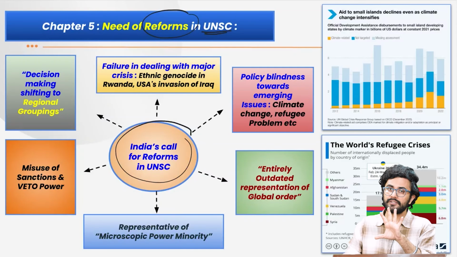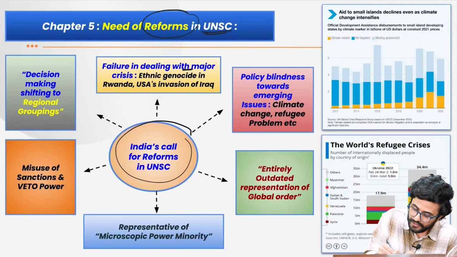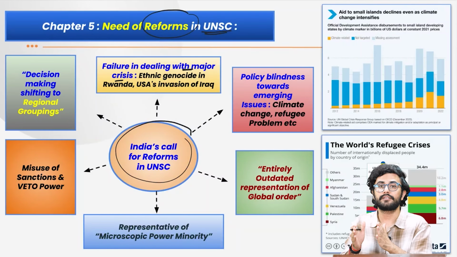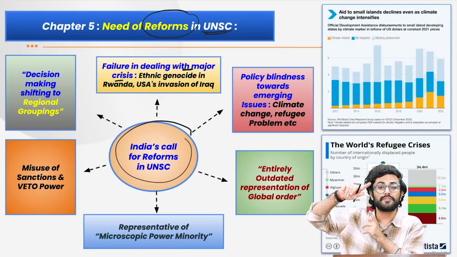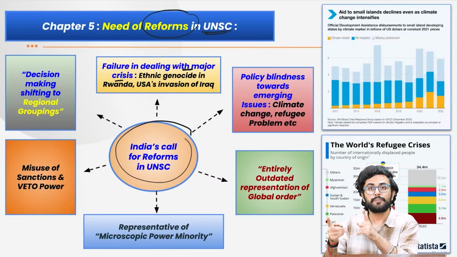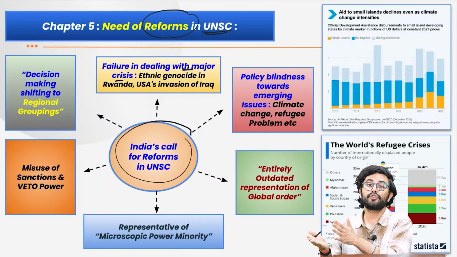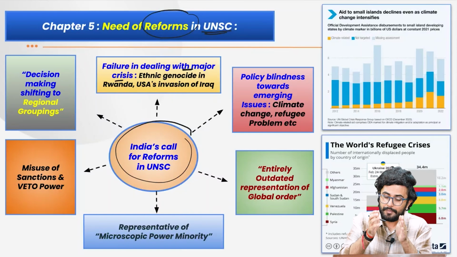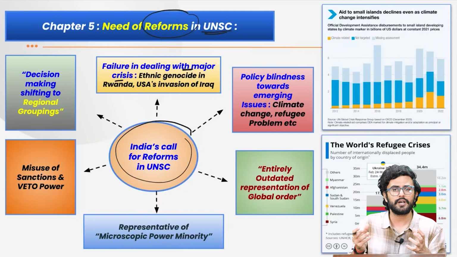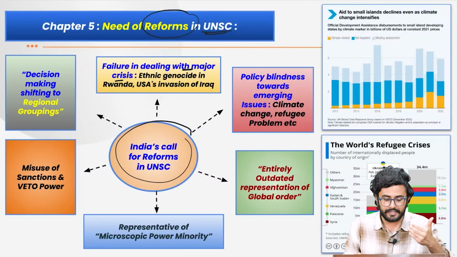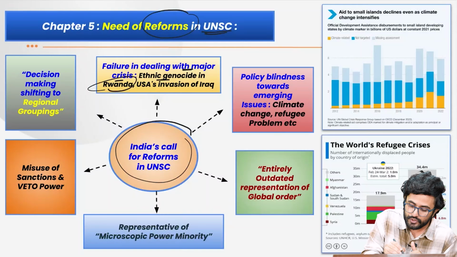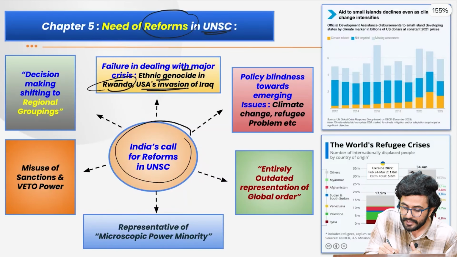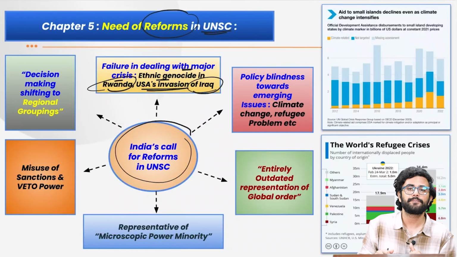The next few reasons are, first, the failure in dealing with major crises. Just like the League of Nations, how we were talking about the various invasions which took place at that point of time, which basically led the League of Nations to become the League of Notions, the same has happened with the United Nations Security Council as well, which is reflected in its failure in dealing with major crises like, for example, the ethnic genocide which took place in Rwanda or USA's uncalled-for invasion of Iraq.